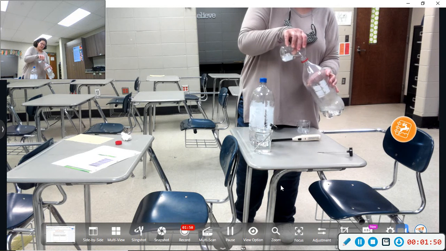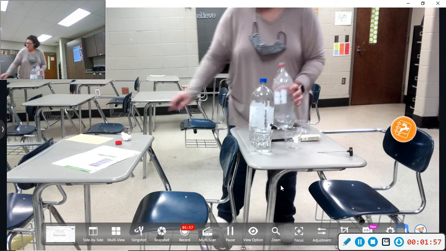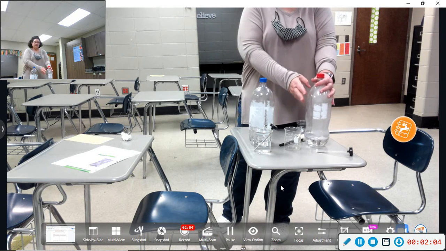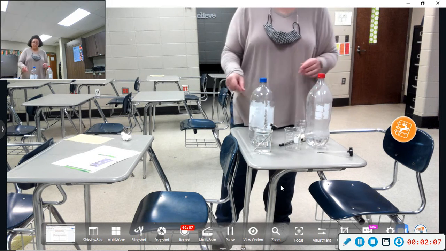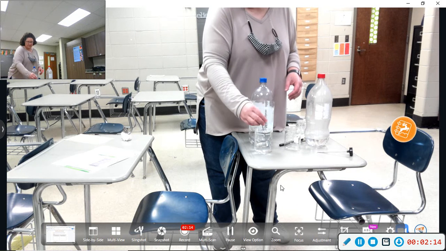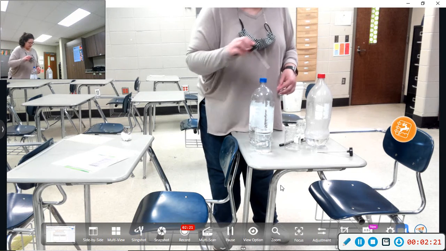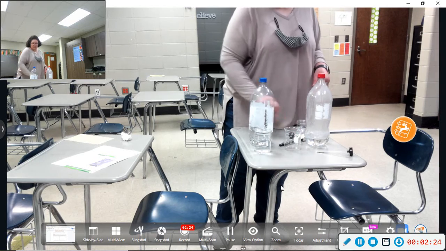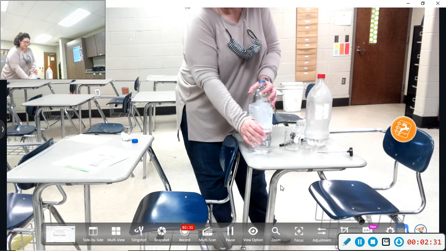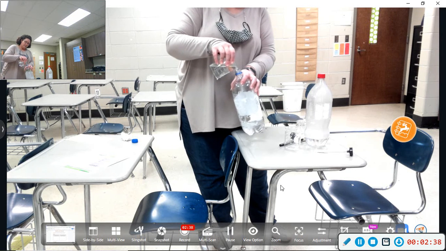Okay, remember you're supposed to make a prediction. What do you think will happen when I put an ice cube on the outside of the bottle that has the hot water and also on the outside of the bottle with the cold water? Our cold water is not quite at the temperature it needs to be, but we're going to do it anyway. It is at 17.5 degrees Celsius, and it's supposed to be between 20 and 30 degrees Celsius, but we're going to use it because it'll still do what we need it to do.